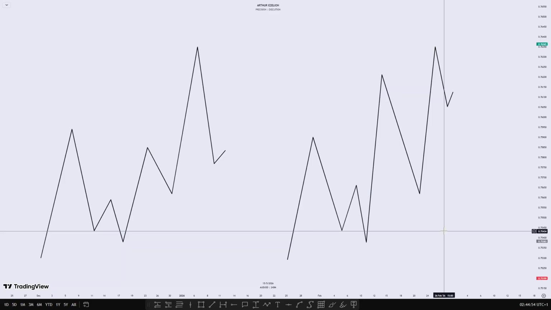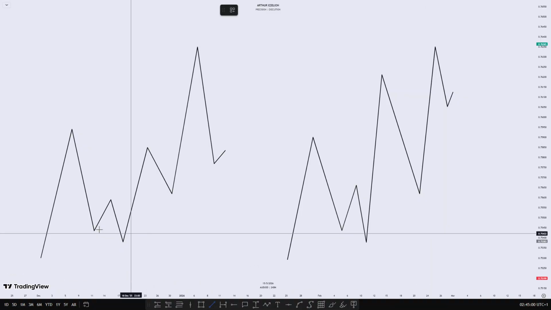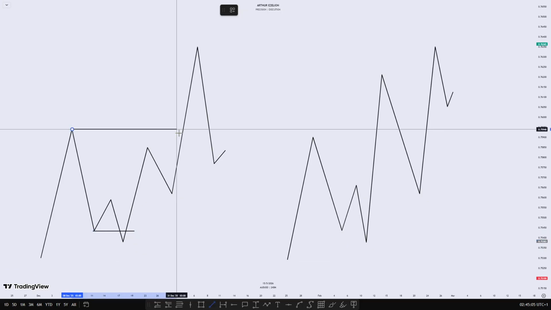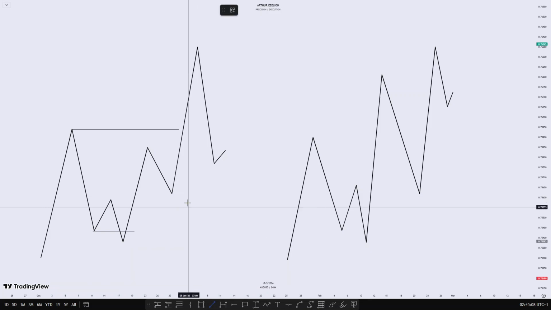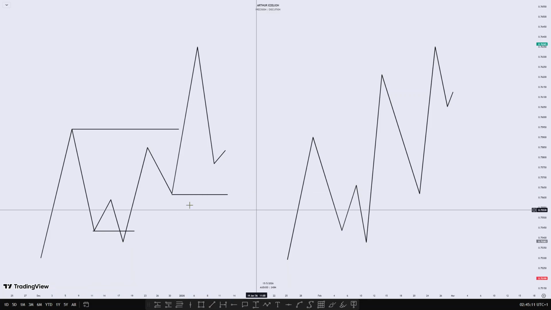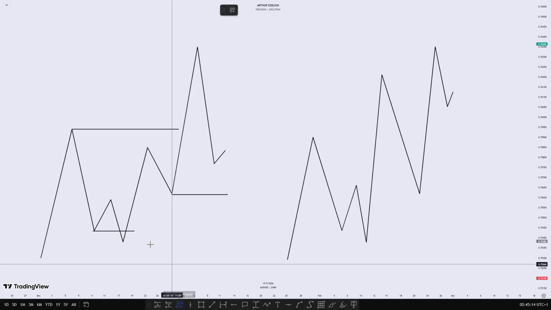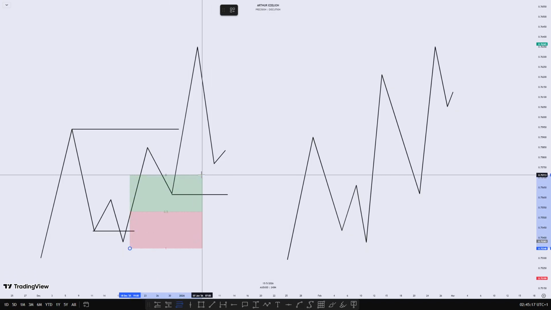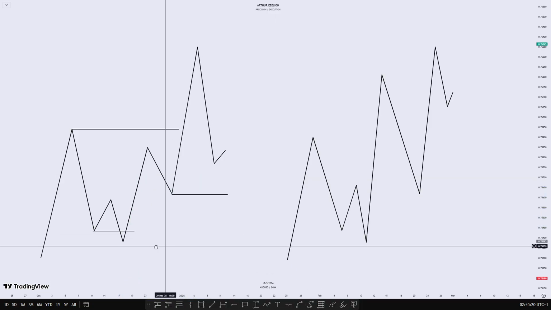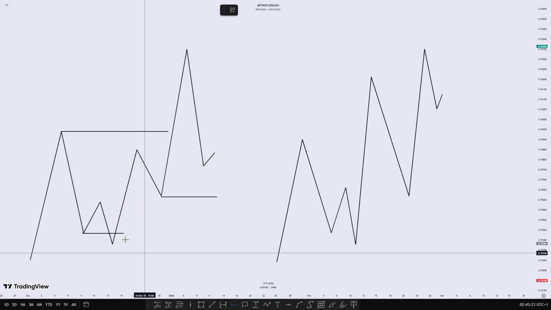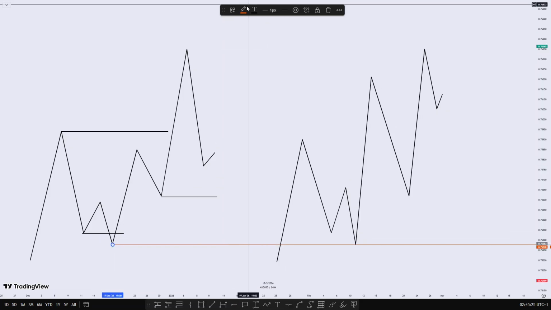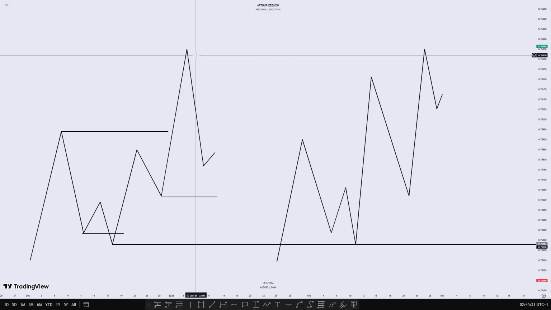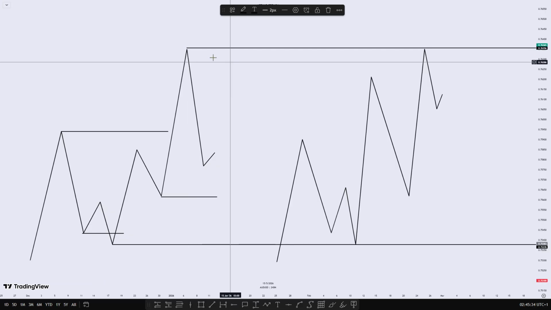The way I view my swing structure is that it is formed when I have a liquidity sweep, then a break of structure, and some kind of internal liquidity. When I get these three concepts, this becomes my swing structure from this low to this high. Let's make this black. From this low to this high is my swing structure.